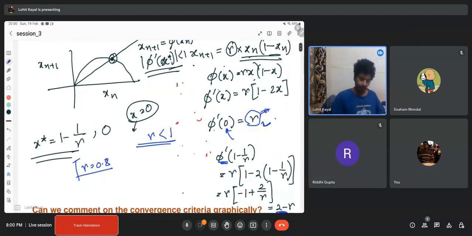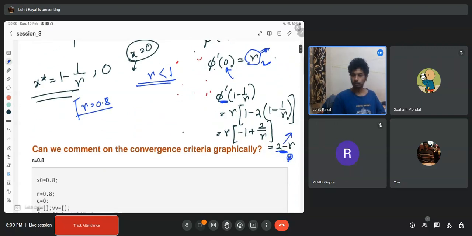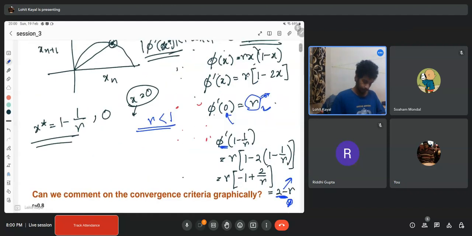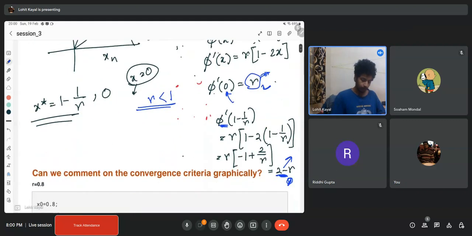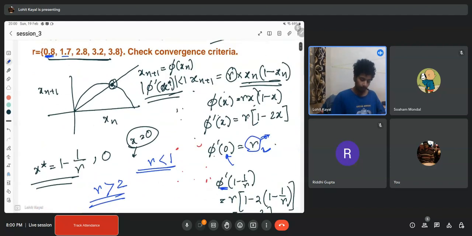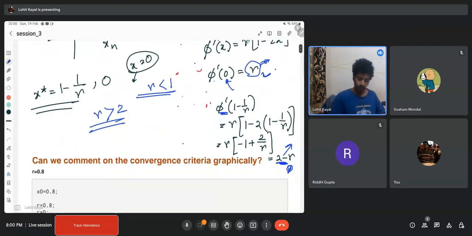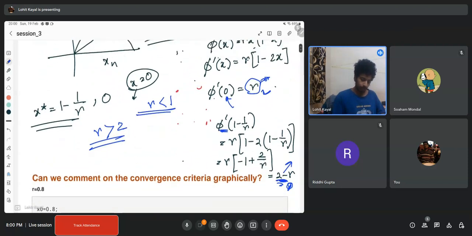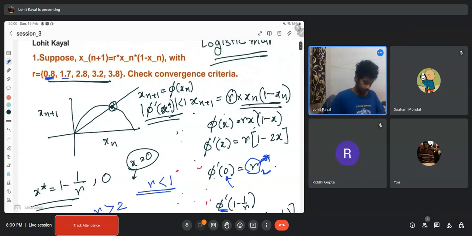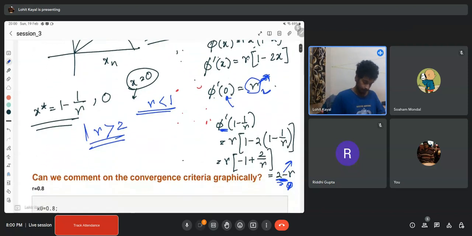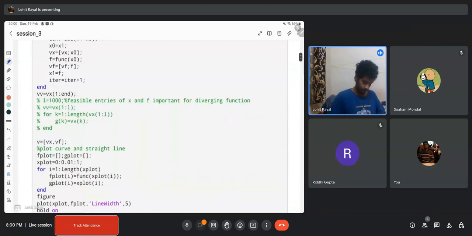There it will converge. In that case it will converge to this root. Now here comes the interesting thing. When r is greater than 2, then this is less than 0. For r greater than 2, again the same thing will happen.